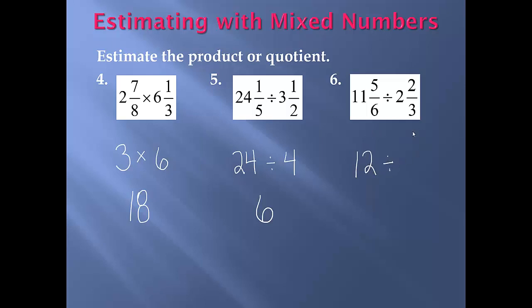And now I have 2 and 2/3. For 2/3, I need to look at the denominator, which is 3, and half of 3 is 1 and 1/2, or 1.5. My numerator, 2, is larger than 1.5. So my fraction 2/3 is larger than 1/2. So my 2, my whole number, would round up to a 3, because 2/3 is larger than 1/2, so I'm going to round up. Now I have 12 divided by 3, and I would get 4.